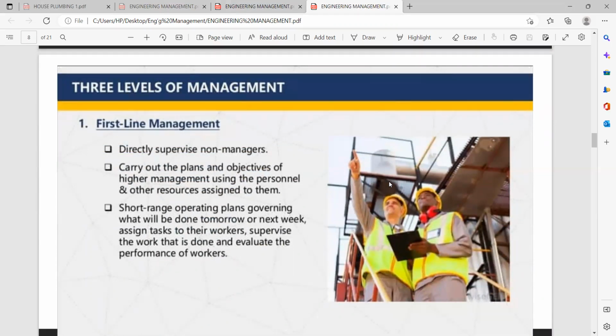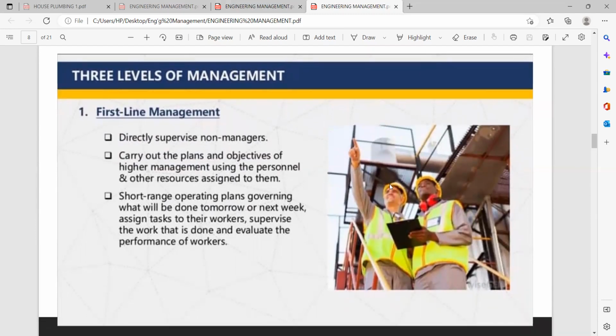So for the first line, it directly supervise non-managers. So hindi non-managers. Siyempre, ang kanya na dito is yung manpower. Manpower sa example sa construction site. It will carry out the plans and objectives of the higher management using the personnel and other resources assigned to them. Short-range operating plans governing that will be done tomorrow or next week, assign tasks to their workers, supervise the work that is done, and evaluate the performance of the workers.